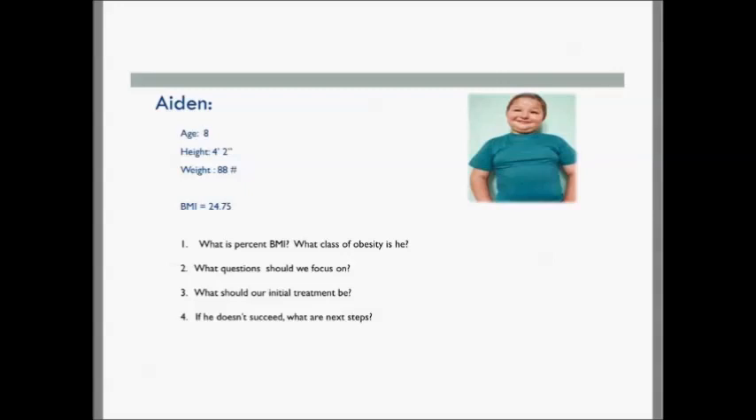Okay, so Aiden, an 8-year-old child, 4 feet 2 inches tall. He weighs 88 pounds. His BMI is 24.7. So, what do we do? What do we focus on? What should our initial treatment be? And what would our next steps be?